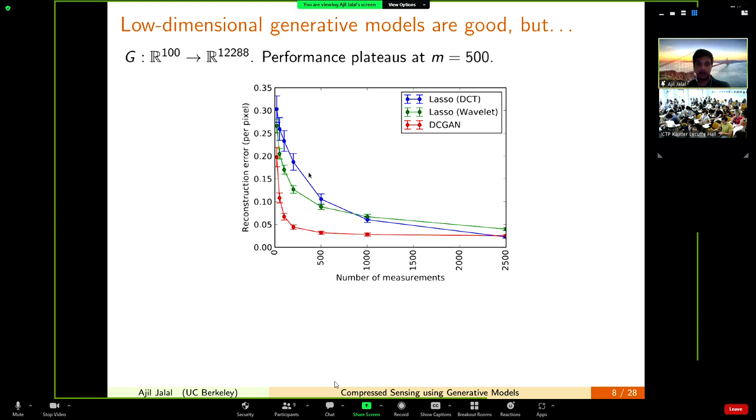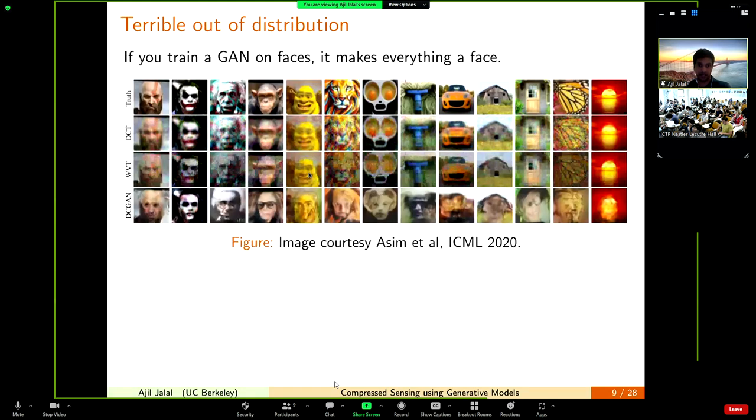Another interesting phenomenon that was observed by Asim et al. is that if you train a GAN on human faces, it tries to impose a face on everything. So this shows that it has a huge data set bias. For example, in this example of a barn that has something that looks like eyes and a mouth, a generative model would try to reconstruct a face on this, whereas Lasso gets grainy images, but it's at least able to tell that this thing is not a human face. And this really tells you that there's something really problematic here with using low-dimensional generative models or GANs.